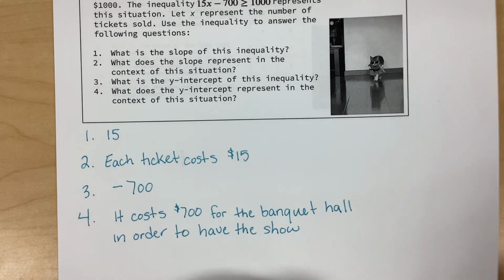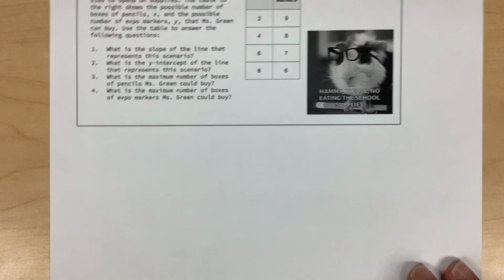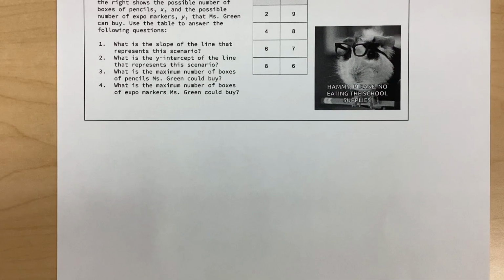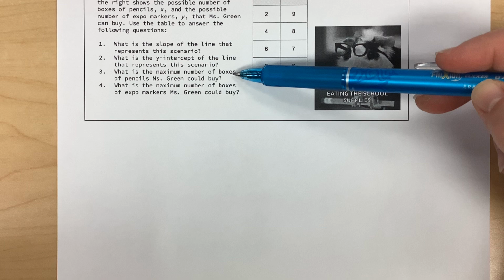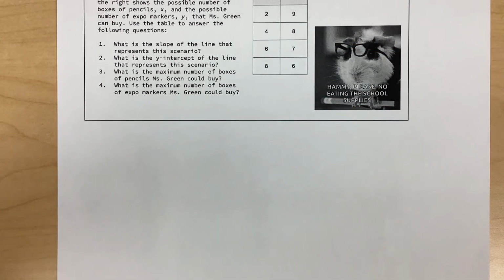All right, let's take a look at a table. Last part. All right, so Ms. Green is purchasing school supplies for the upcoming school year. The two most important supplies that she needs to buy are pencils and expo markers. Each box of pencils costs $5 and each box of expo markers costs $10. Ms. Green only has $100 to spend on supplies. The table to the right shows the possible number of boxes of pencils, which is X, and the possible number of expo markers, which is Y, that Ms. Green can buy. Use the table to find the slope, the y-intercept, the max number of pencils I can buy, and the max number of expo markers Ms. Green could buy.